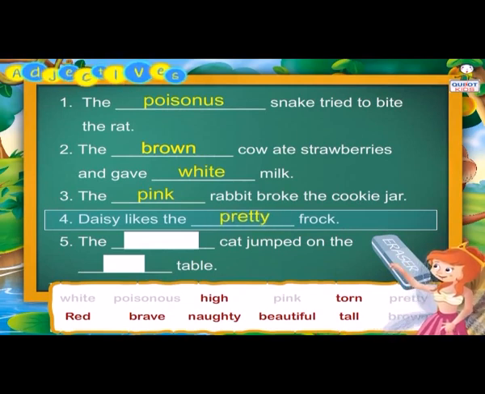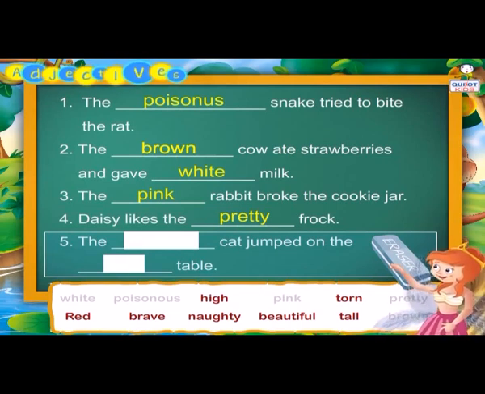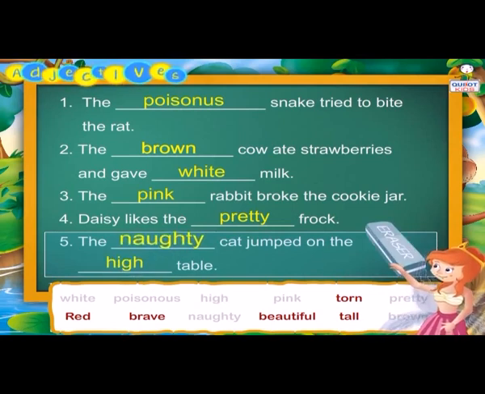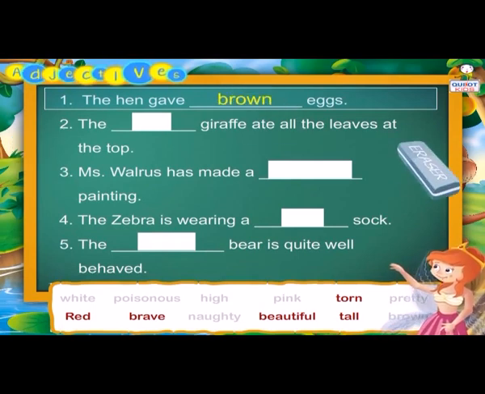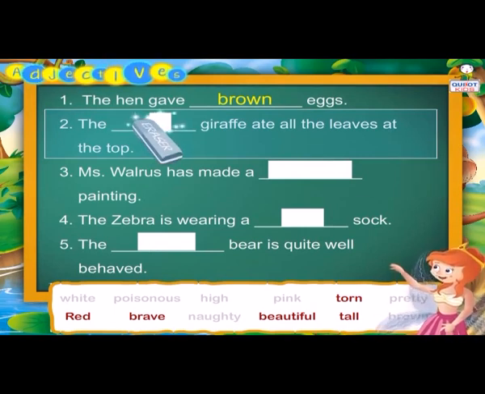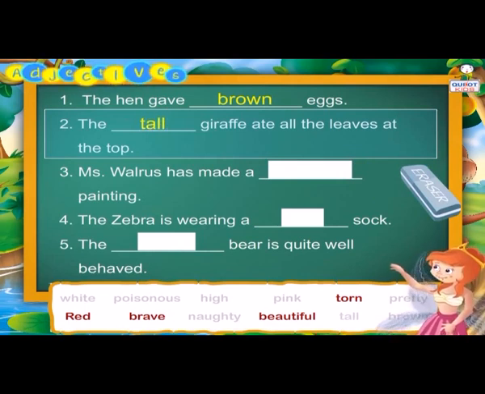Pretty is an adjective. The dash cat jumped on the dash table. Naughty. High. The naughty cat jumped on the high table. Naughty is an adjective. High is an adjective. The hen gave dash eggs. Brown. The hen gave brown eggs. Brown is an adjective. The dash giraffe ate all the leaves at the top. Tall. The tall giraffe ate all the leaves at the top.